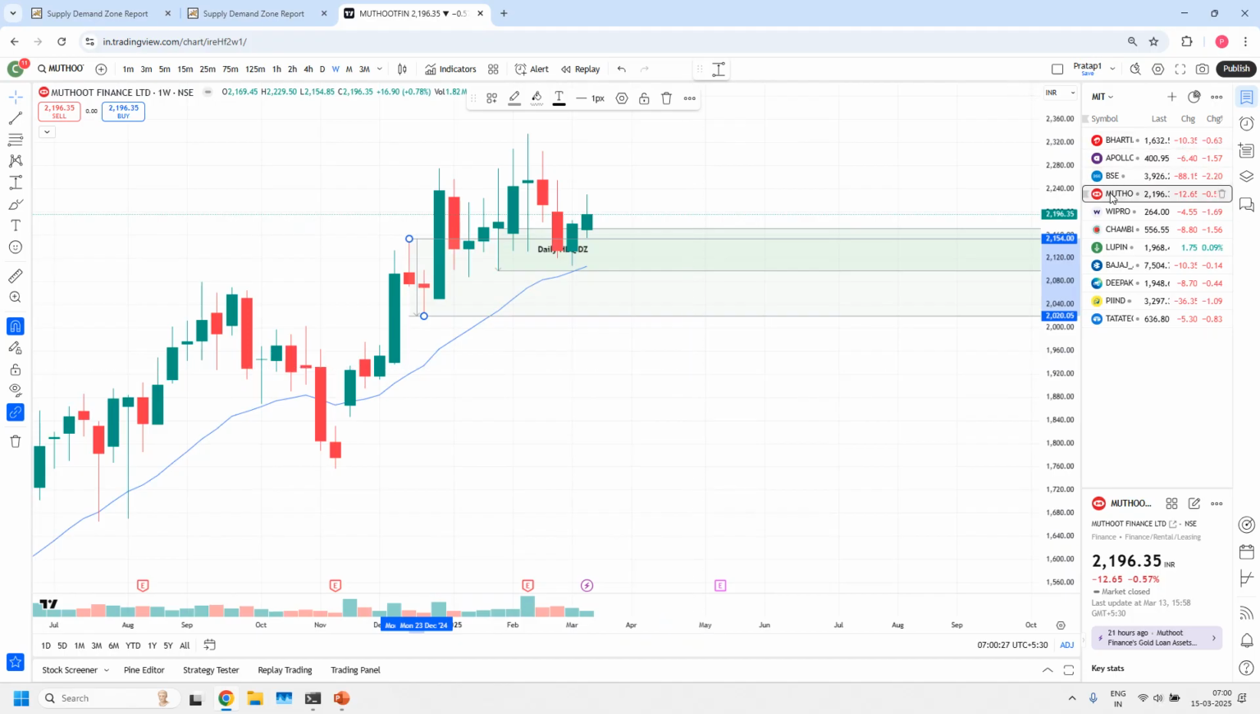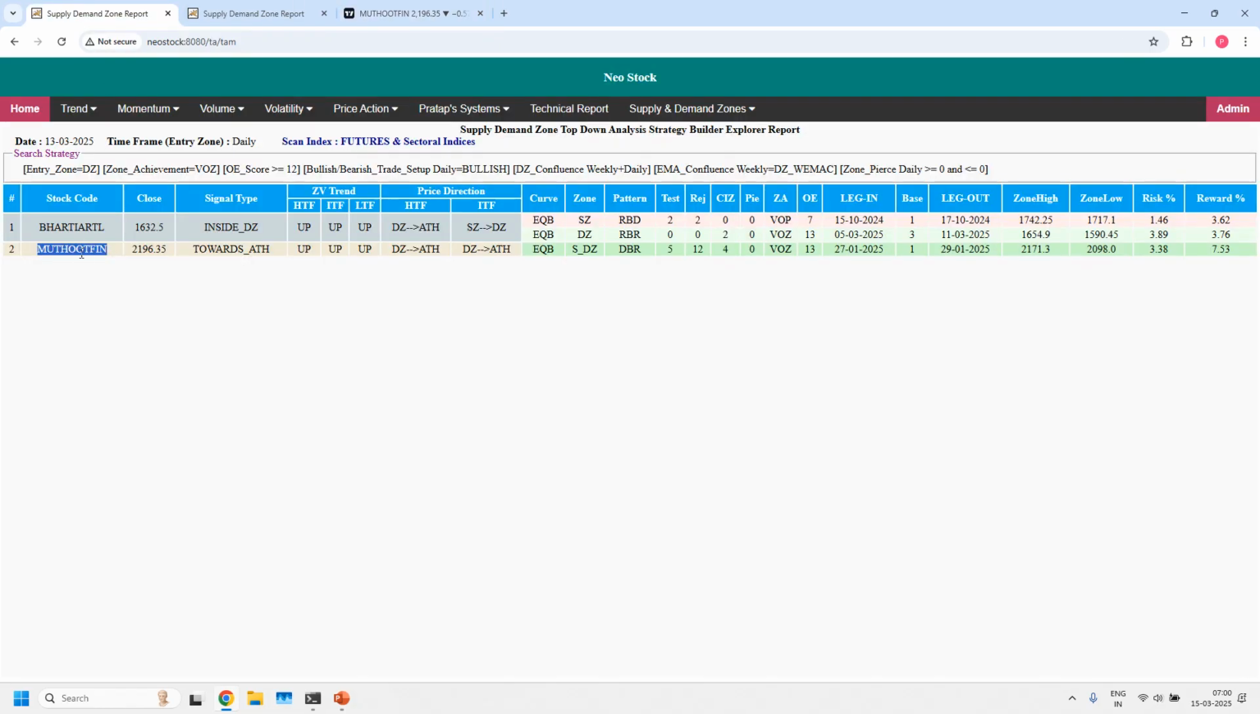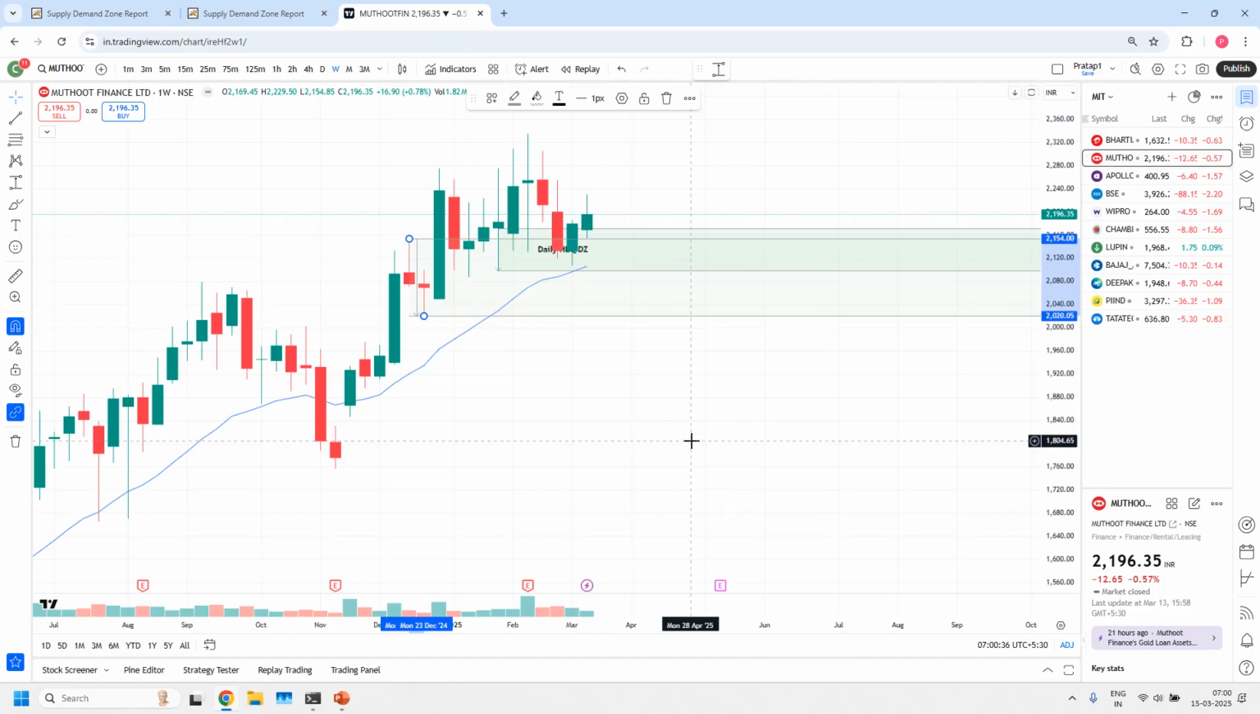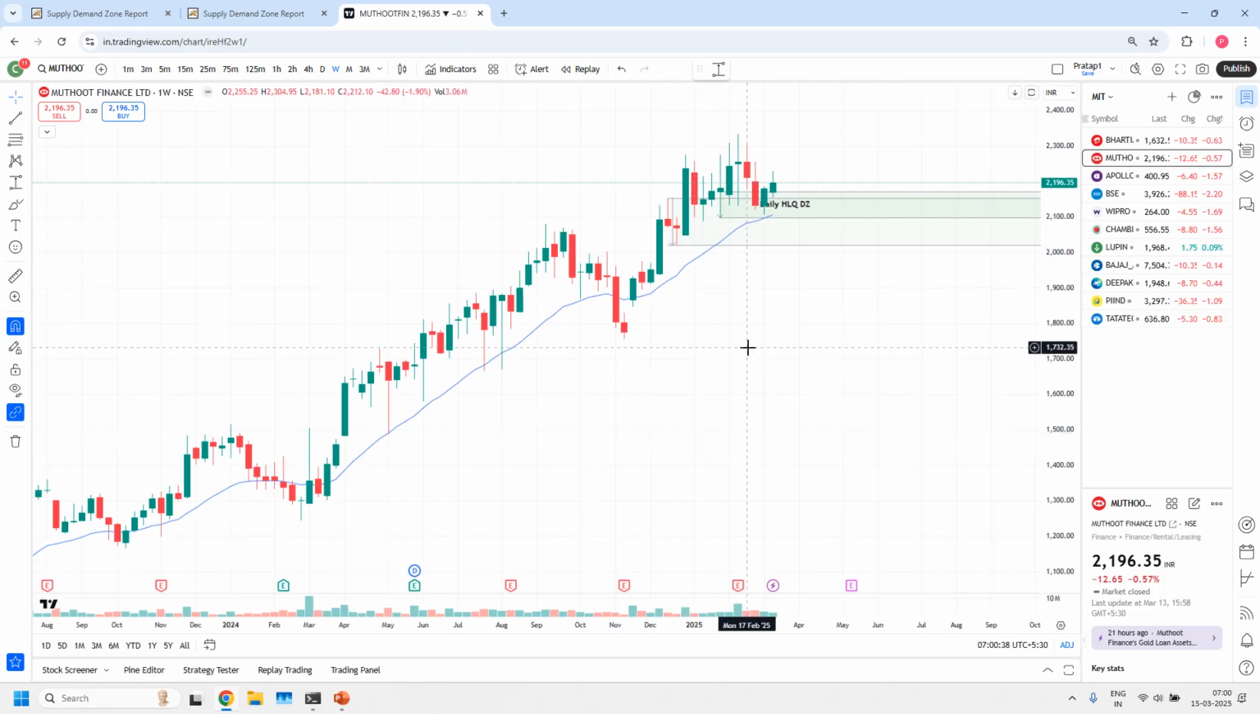So move this Muthoot Finance also to the top of the list after Bharti Airtel. See, Bharti Airtel and Muthoot Finance are both listed here. That way, these two are high probability. That means they are the high probability stocks based on zone confluence and also EMA confluence.